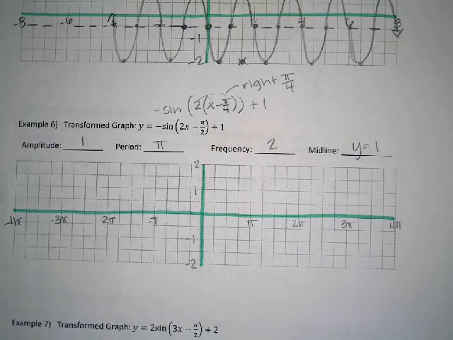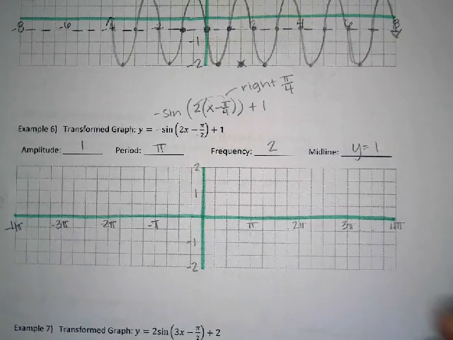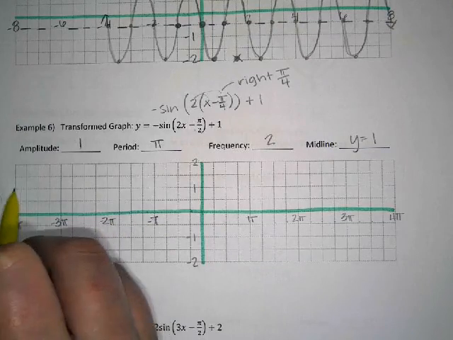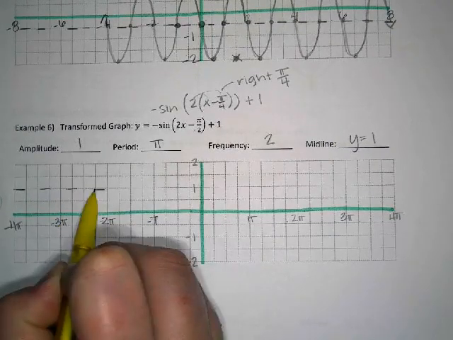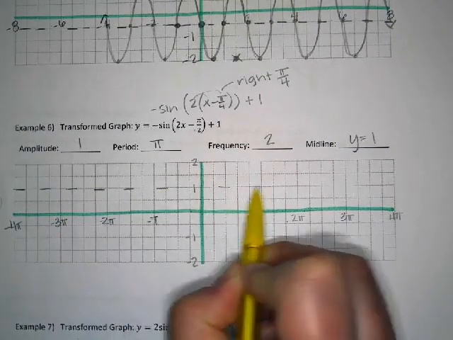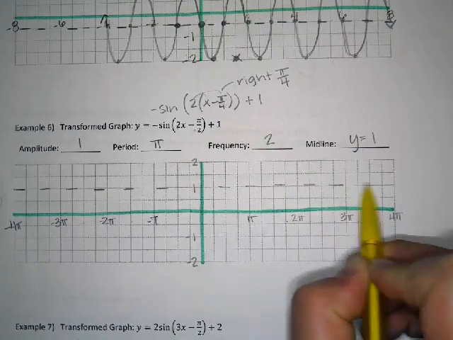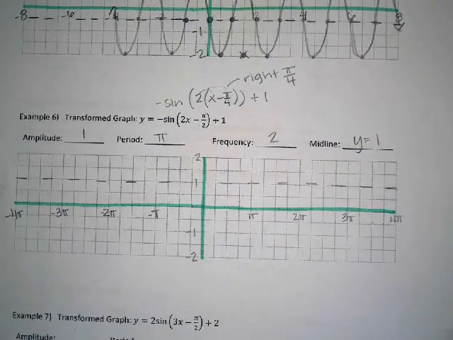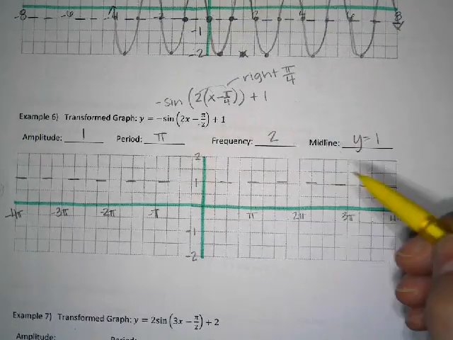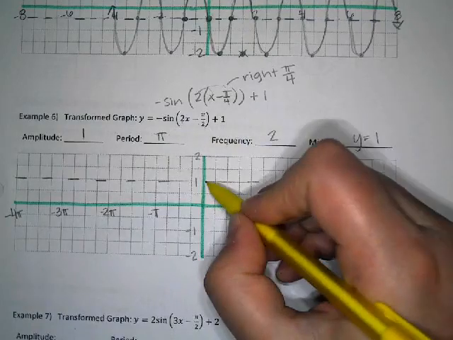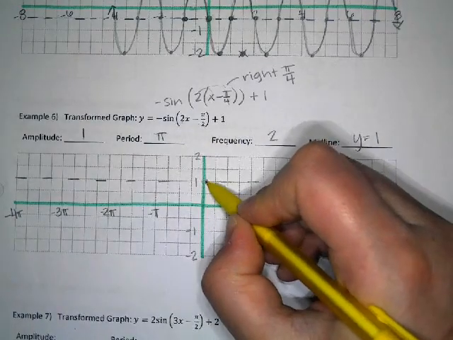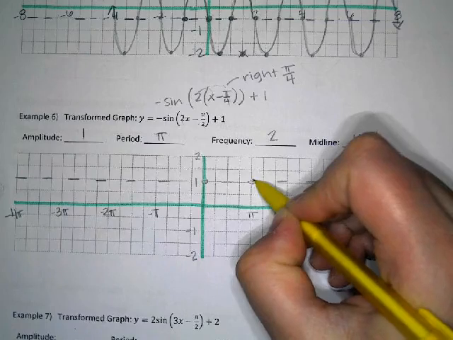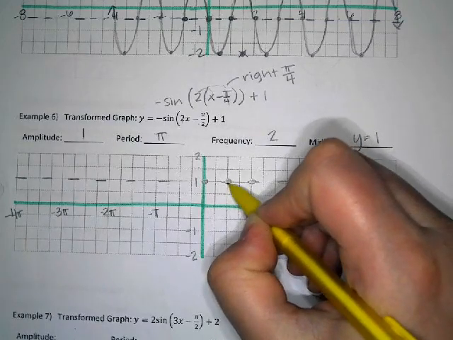So the midline is at 1, so I'm going to put my dotted line in there. And now I'm going to start my sine graph. The period is pi, so I'm going to start at 0, end at pi, and then there's the middle. Okay? So I have an amplitude of 1.